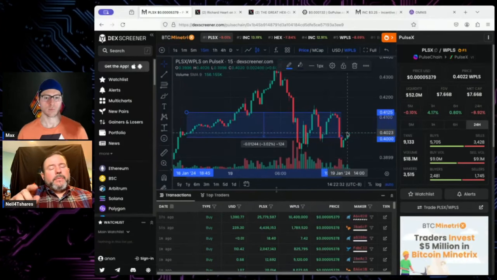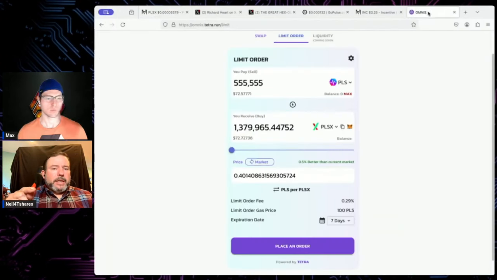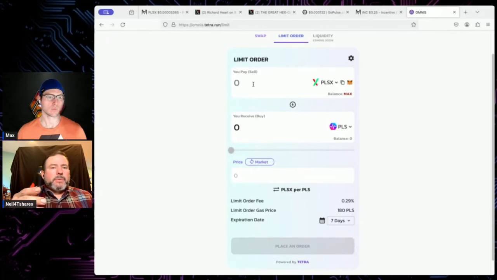So now if you go back to Omnis and say, I want to be better than that, if you move the slider over to hit 3%, the next price point from here is 0.39. So if the price goes down and you get that ratio, you'll get more PulseX for Pulse. But right now, Pulse will probably pump. So if you invert your trade, go PulseX on top, and put some numbers up there.